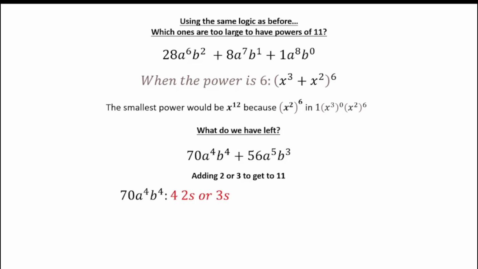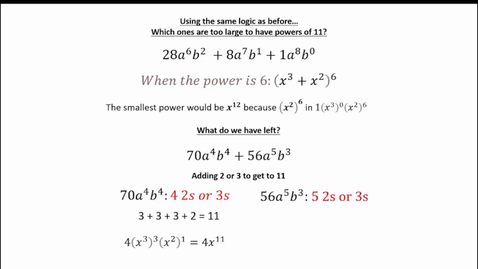So we'll start with 70 multiplied by a to the 4 times b to the 4, where a to the 4 is what we're mainly looking at. Is there a combination of 2's or 3's using 4 of them that can get us to 11? There is quite an obvious one, which is 3 plus 3 plus 3 plus 2 equals 11. And using Pascal's triangle again, the second column of this would have the coefficient of 4, and so x cubed to the power of 3 multiplied by x squared to the power of 1 multiplied by 4 will also be equal to 4 times x to the 11.